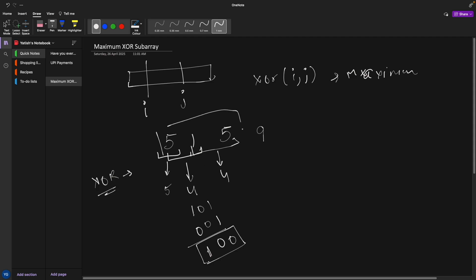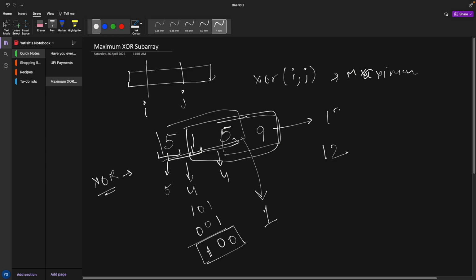Then we have 5, 1, 5 as a subarray. This would be 1. Then we have 5 and 9, which would be 12. And then we have 1, 5, 9, that would be 13. So we can see the maximum XOR that we can get for a subarray, 1, 5, 9, would be 13. So that would be our answer.